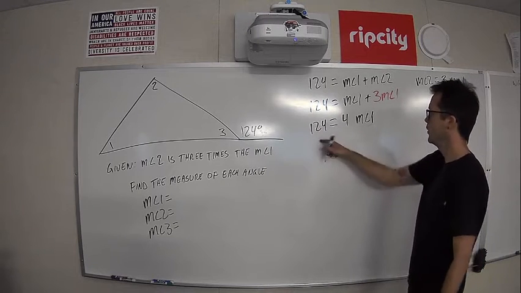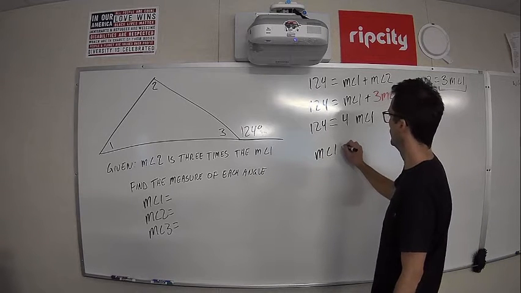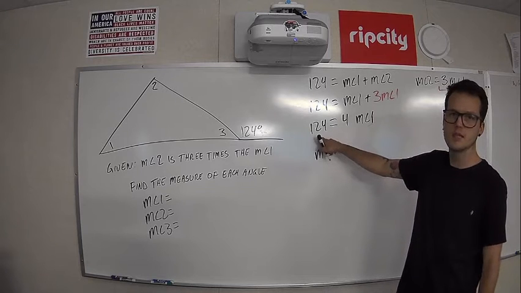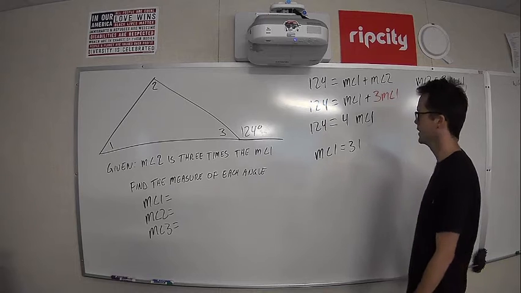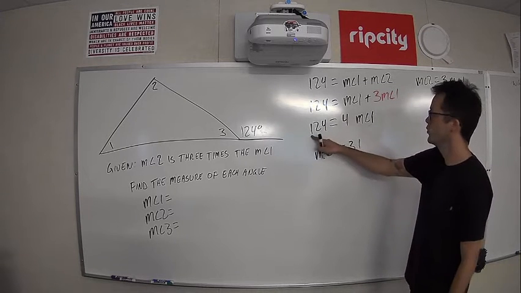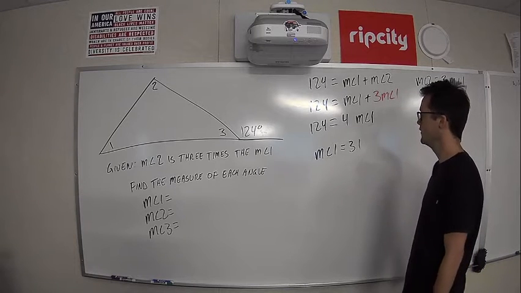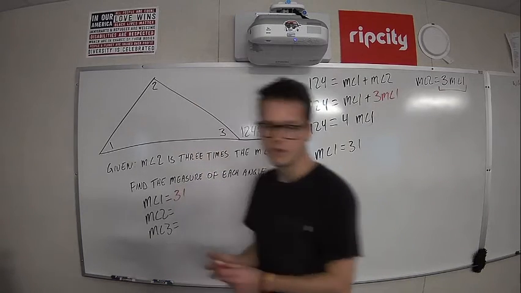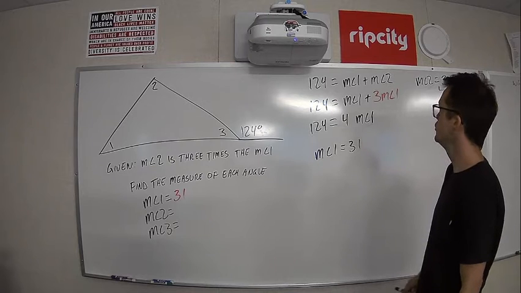When we divide 124 by 4, we learn that the measure of angle 1 equals, well, 4 goes into 120 30 times, and then we're going to have one more than that. So the measure of angle 1 is going to be 31 degrees. If you don't trust that, that's fine. I don't blame you. You can do 124 divided by 4 in your calculator. So the measure of angle 1 is 31 degrees.